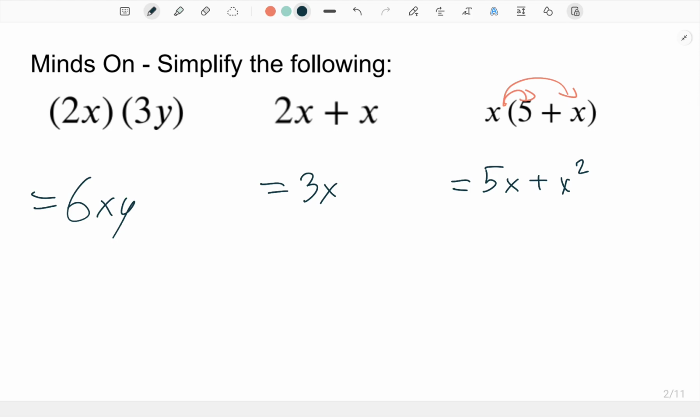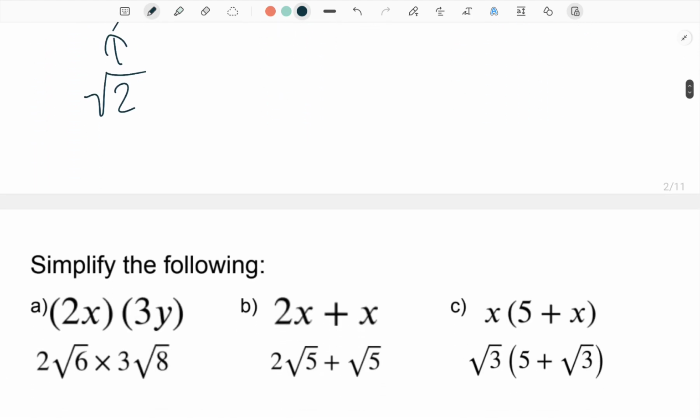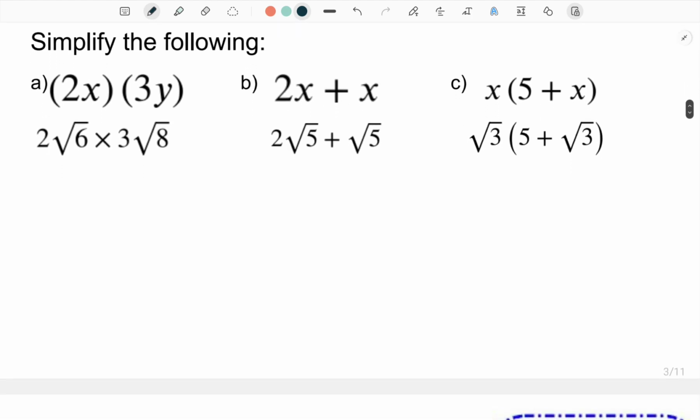What's going to happen, though, when we're dealing with radicals? We can, in a sense, almost just think of it like one of these variables. So however we treat these variables, treat the radicals the same. We'll see that as we go through the examples. So I'm going to put up some examples here. You can see they look really similar to those variable ones.